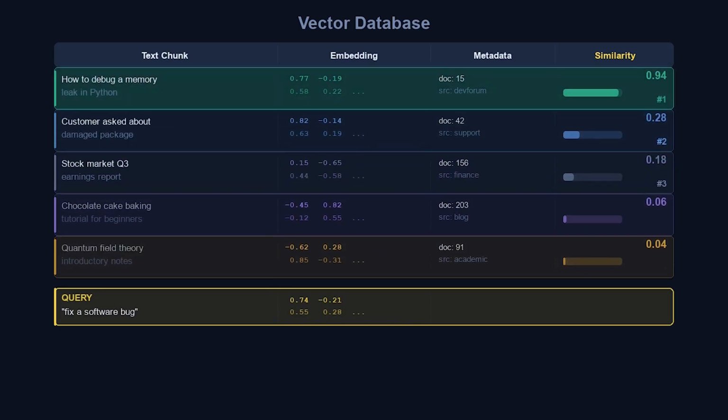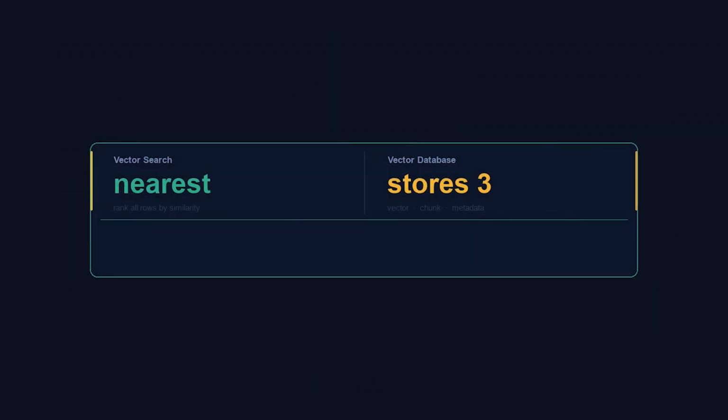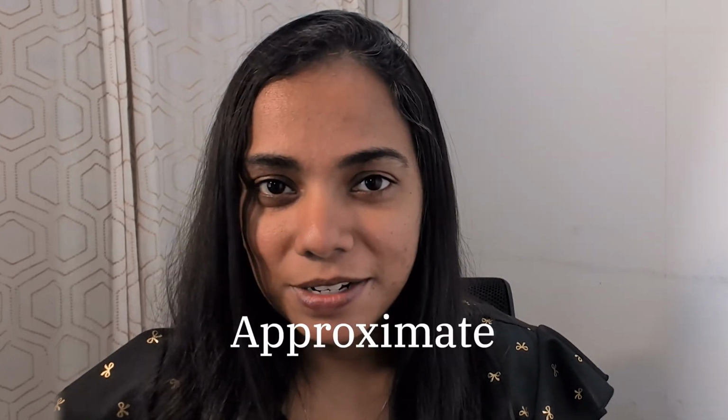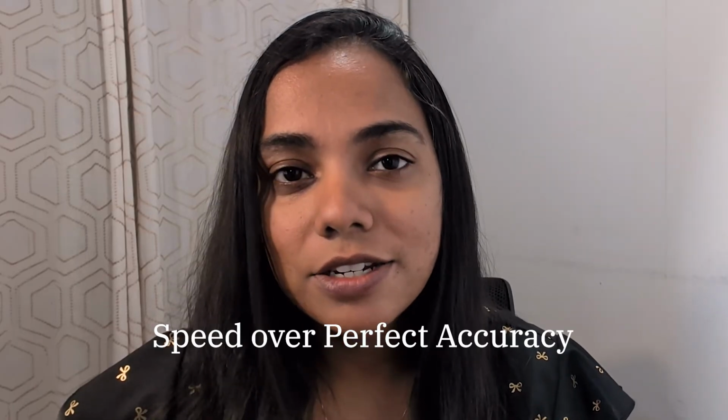Because brute force comparison is very expensive. If every query had to compare against millions of stored vectors one by one, retrieval would become far too slow. So, vector databases use specialized indexing techniques for approximate nearest neighbor search, known as ANN search. The important word there is approximate, which helps with fast retrieval instead of a perfect one.